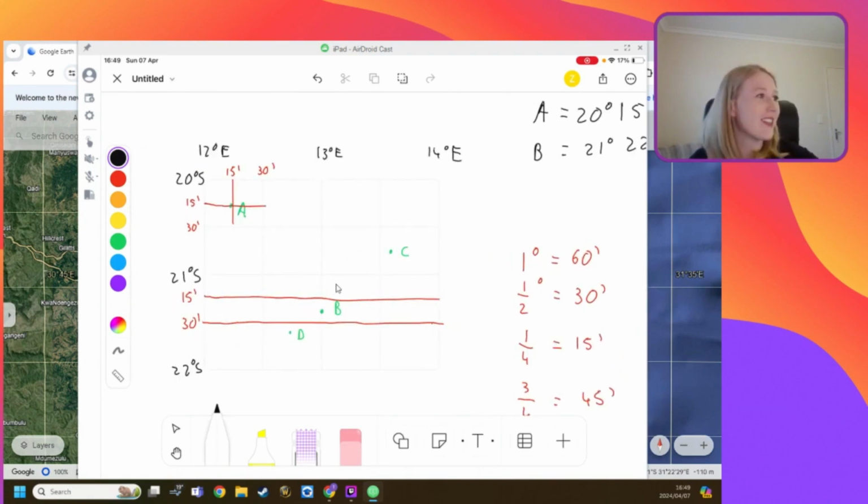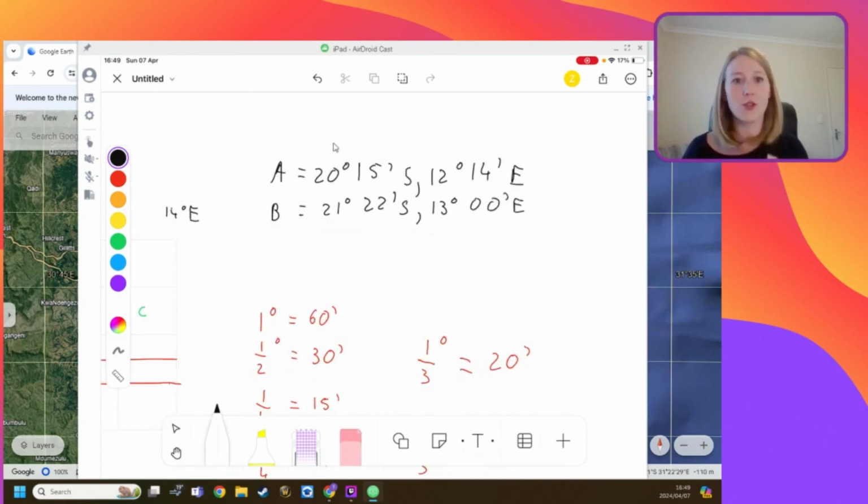Oh, we are fortunate here. Look, B is on the 13-degree line. So if it's on the degree line, you have to show that it's on the degree line. So you show with the zeros.